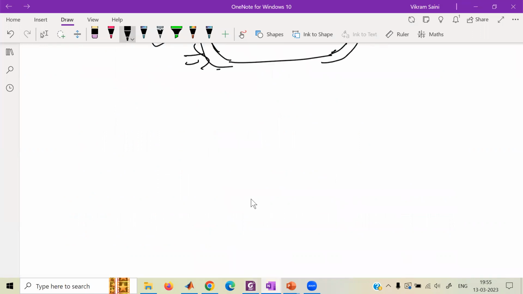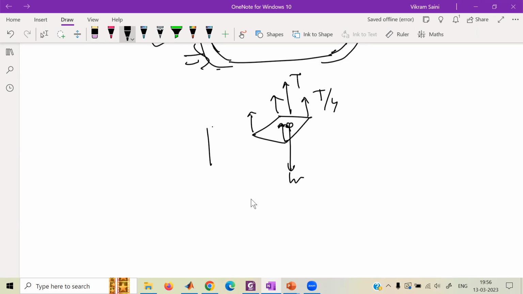So let's say this is your quadrotor. This is the quadrotor, and there are four components of the forces they're generating. At the CG, the weight is acting downwards. T by 4 is being generated by every rotor. The net is T balances W. But let's say you're moving horizontally. So what you will do is you will tilt your vehicle, let's say like this, and that will be the net thrust.